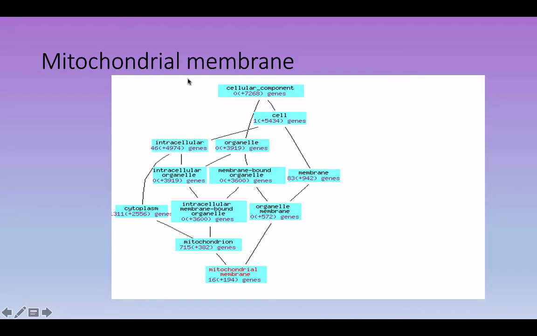This is also a nice demonstration, and we'll talk about this a little bit more, of how the gene ontology is actually a hierarchical structure. So we go from the most general components up here at the top, most general descriptions, down to the most specific.